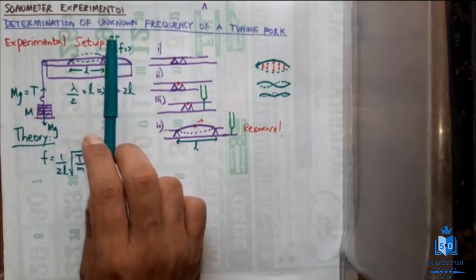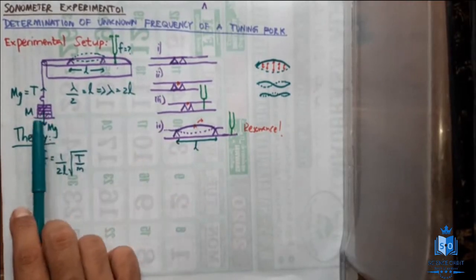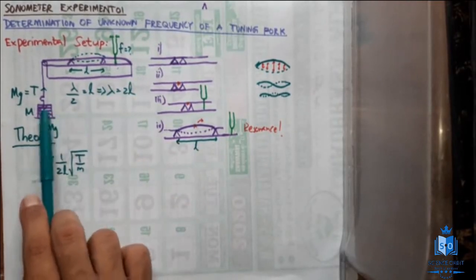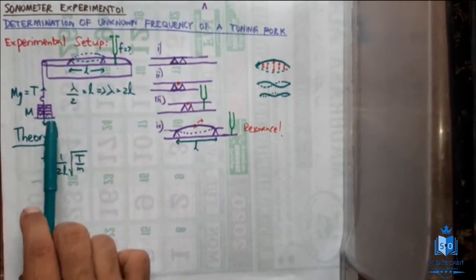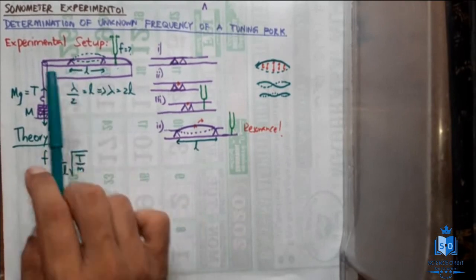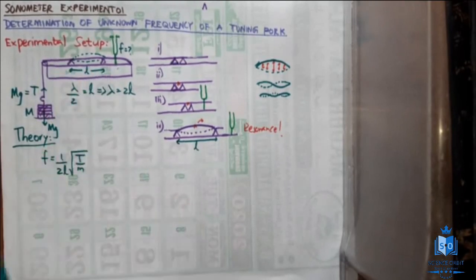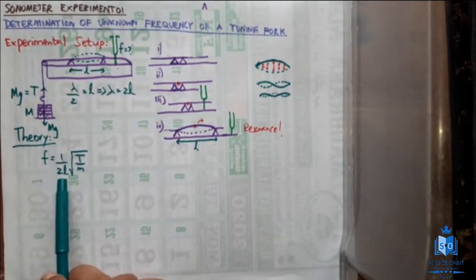f can't be changed because f is what we are supposed to find out. But you can change the mass. By changing the mass, you can measure different lengths. When you change the mass, the tension will change. When the tension changes, the frequency will change, so accordingly we have to change the length also. Do you agree with me? Yes. So, if you come to this equation, we have to find f, and L is there.